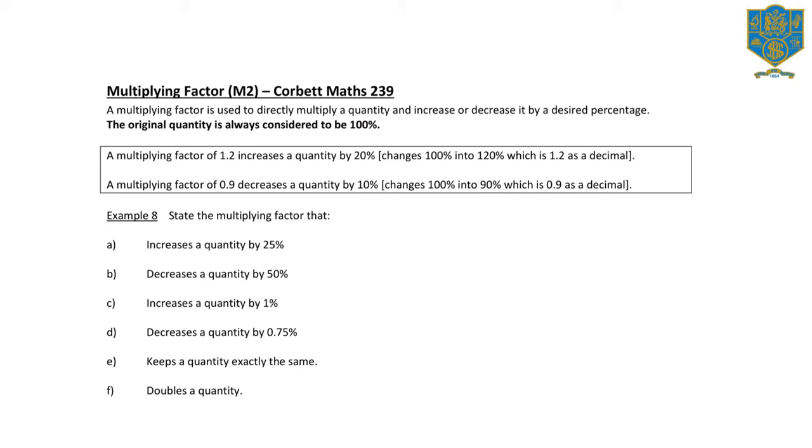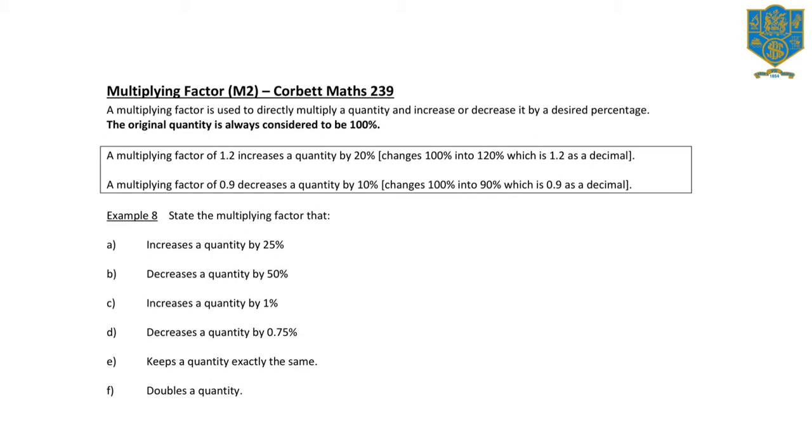So if we're increasing by 20%, that changes our 100% into 120%. And if we convert 120% into decimal, it's 1.2. And this is our multiplying factor. Similarly, if we're decreasing by 10%, that changes our 100% into 90%, so we write it as a multiplying factor of 0.9.